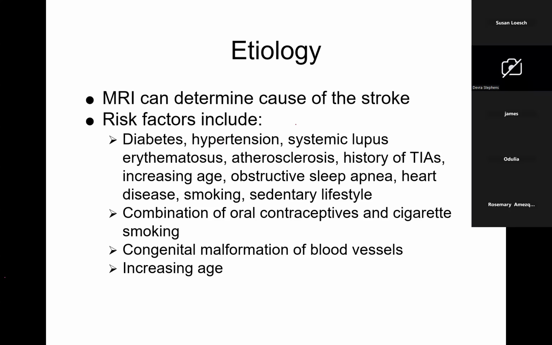sedentary lifestyle. Oral contraceptives, mostly because of estrogen. Estrogen causes viscosity of the blood, and cigarette smoking does as well. It causes the blood to be really thick, and so those can both put you at risk for producing a clot. And then some sort of problem that you developed at birth to the blood vessels themselves, so the blood vessels aren't formed correctly, or increasing age. All those are risk factors for strokes and causes.